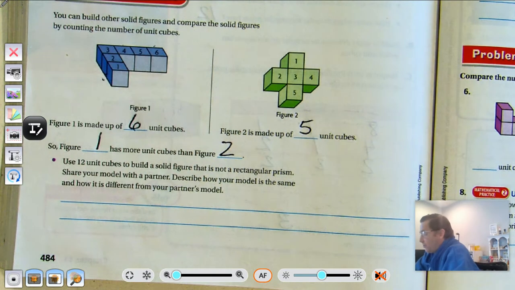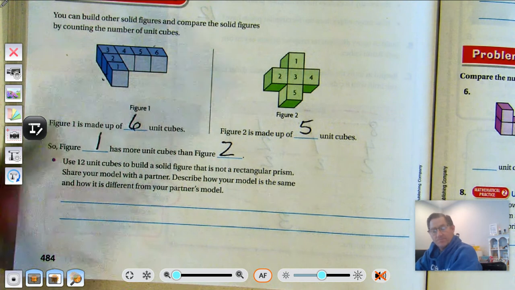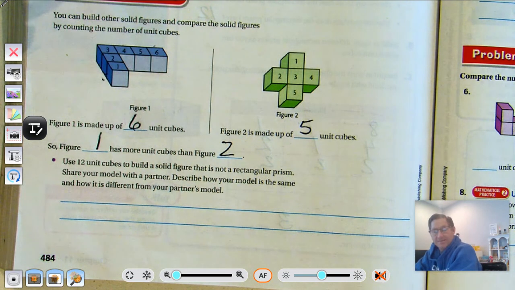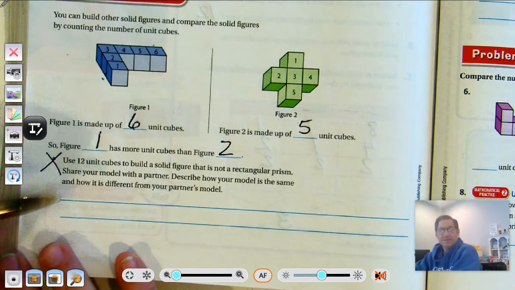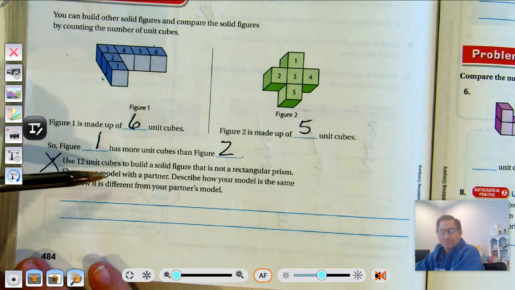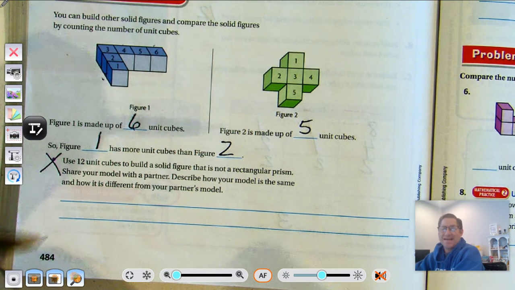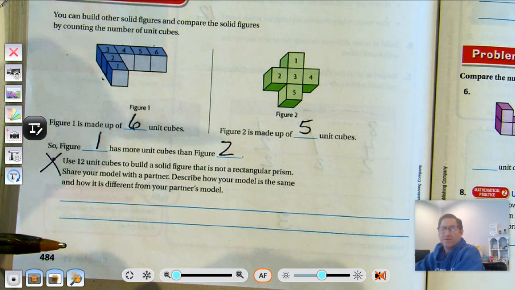Use 12 unit cubes to build a solid figure that is not a rectangular prism. Describe how your model is the same and how it is different. All right, so this is one that I'm not going to cover with you because it does require a partner activity. And so what am I comparing here? So just get 12 unit cubes and build a solid figure that is not a rectangular prism.